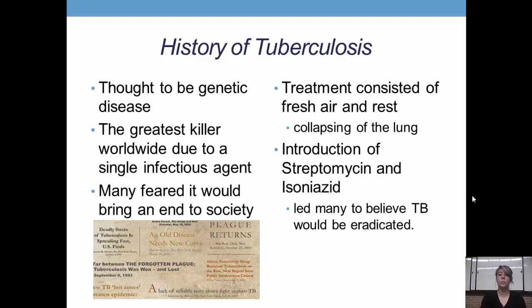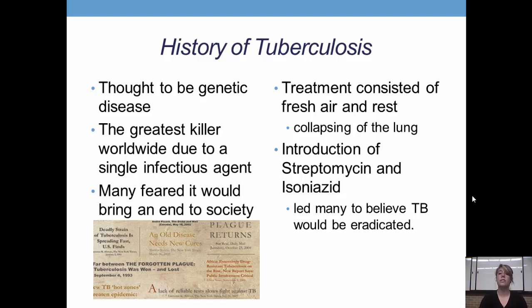So, history of tuberculosis. It was thought to be a genetic disease. This is when farmer families were living in very close contact, and pretty much every single family member came down with the disease, so they always thought it was genetic and hereditary until proven that it was this bacteria. It was the greatest killer worldwide due to a single infectious agent, and many feared that it would bring an end to society.